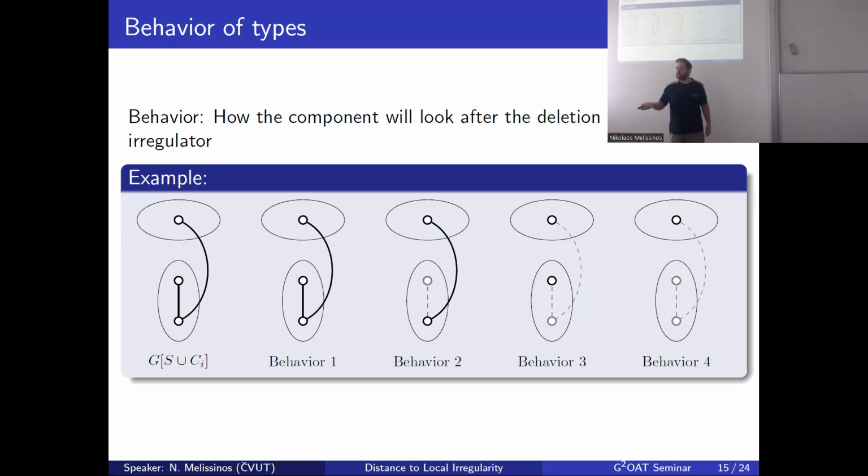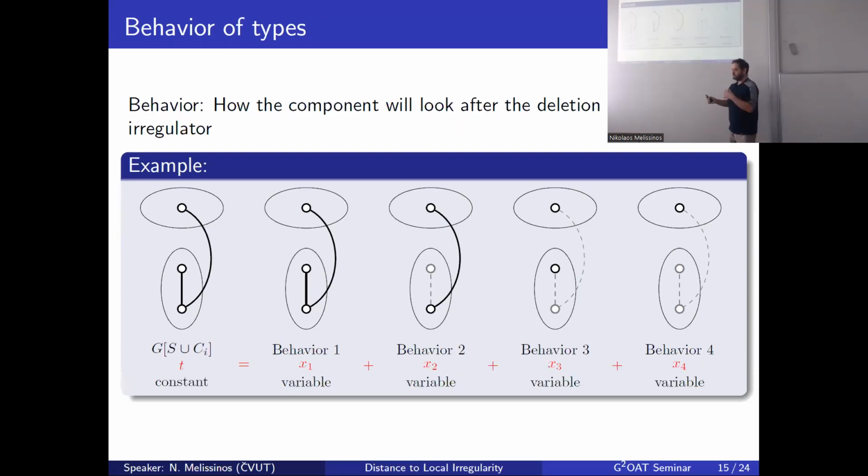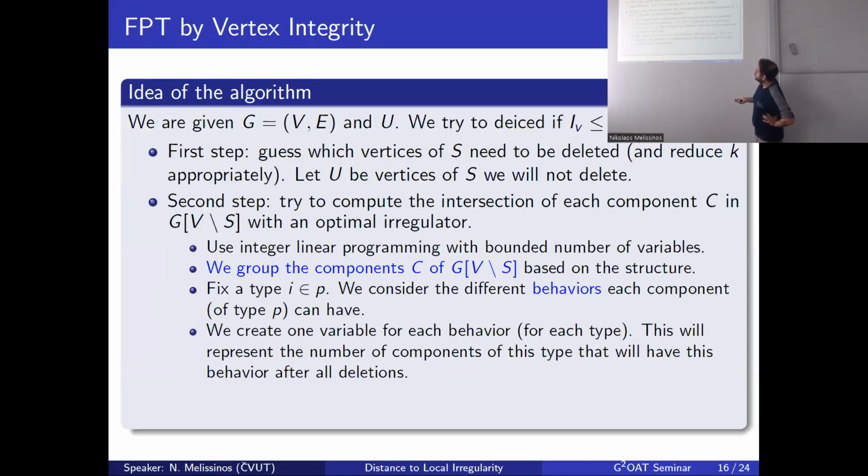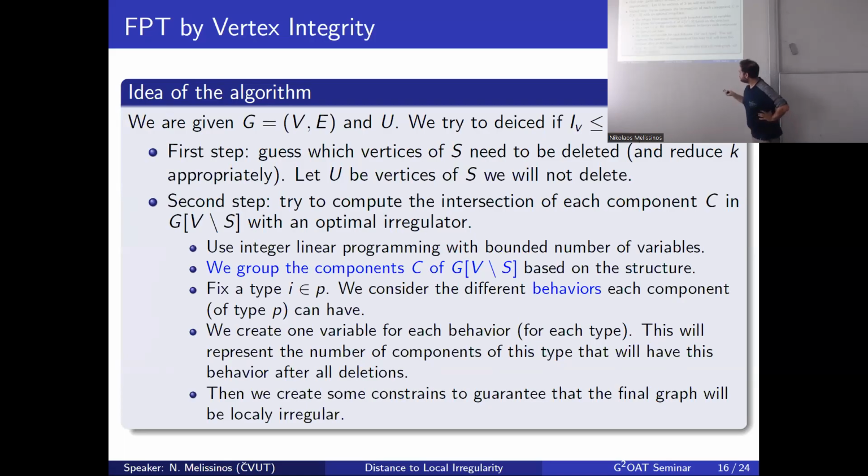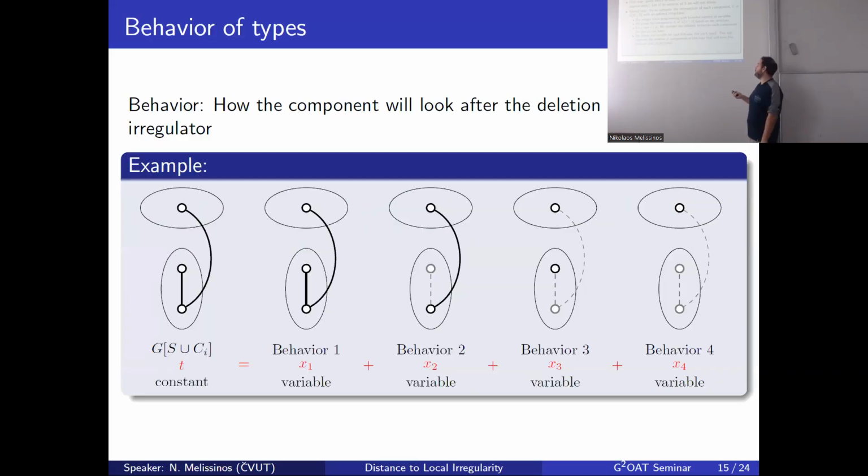Someone can also see that every component needs to have some kind of behavior. So the sum of the different behaviors needs to be the number of components we have of that specific type. And that's how we're going to use integer linear programming to compute everything. Finally, we just need to create some constraints to guarantee that they are locally regular.